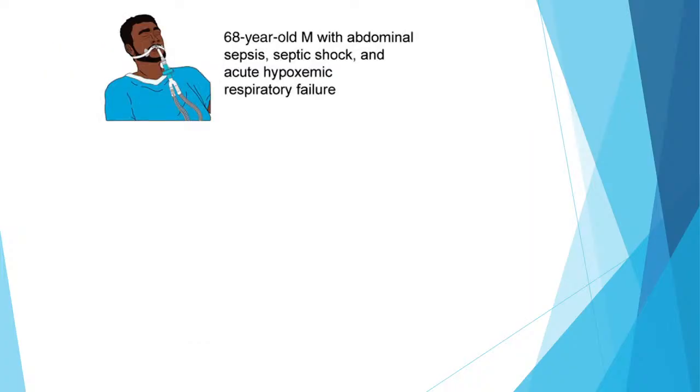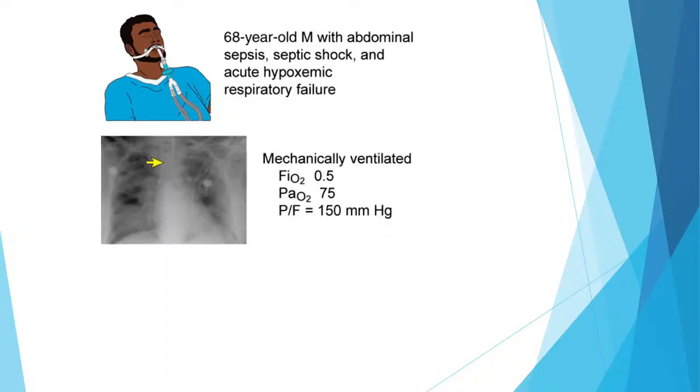So quickly we'll go through some exercises. A 62-year-old male presented with abdominal sepsis, septic shock and acute hypoxemic respiratory failure. This was his chest X-ray picture and he was mechanically ventilated with an FiO2 of 0.5, PO2 of 75 and PF of 150. Bharat, can you tell which category of the new ARDS definition this comes under? You have a PF of 150 in a mechanically ventilated patient.